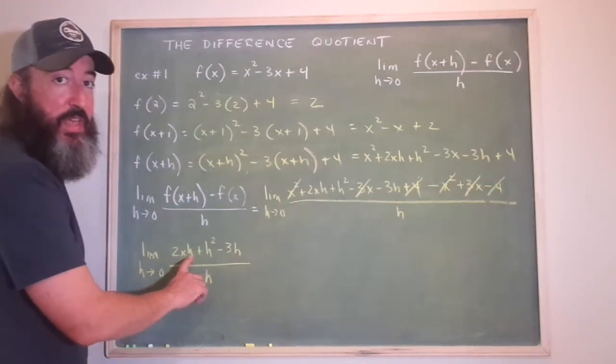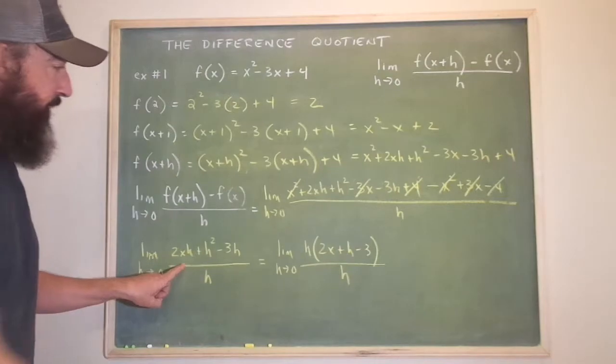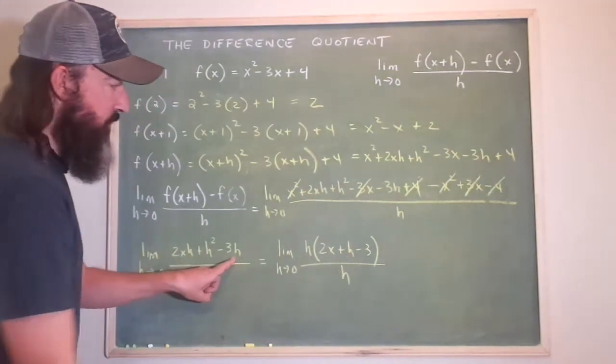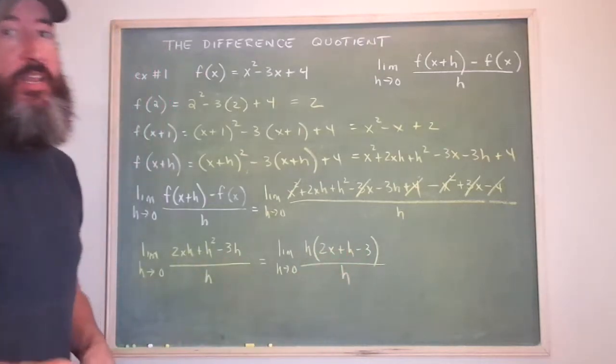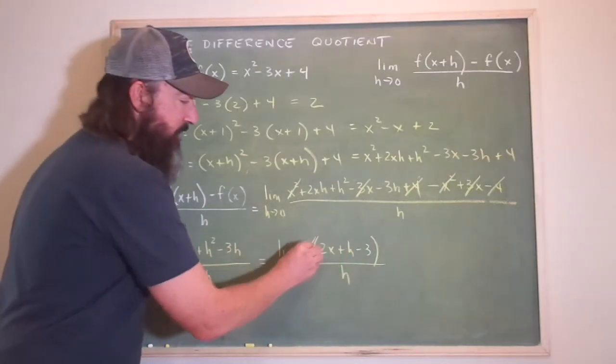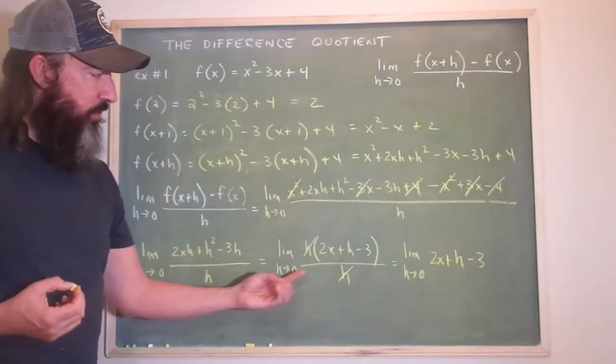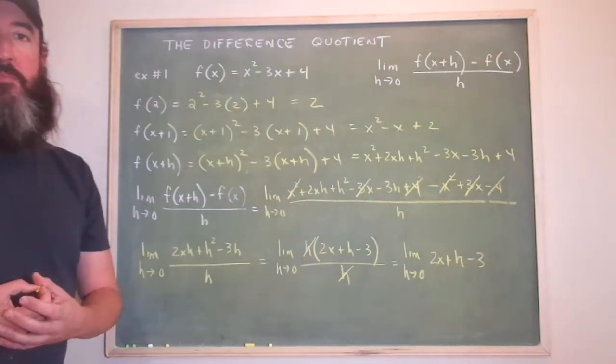I'm going to factor that h out. Notice my numerator is still 2xh plus h squared, h times h is h squared, minus 3h. So I haven't really changed anything. But now I can divide these h's out. And I'm left with the limit as h approaches 0 of simply 2x plus h minus 3.